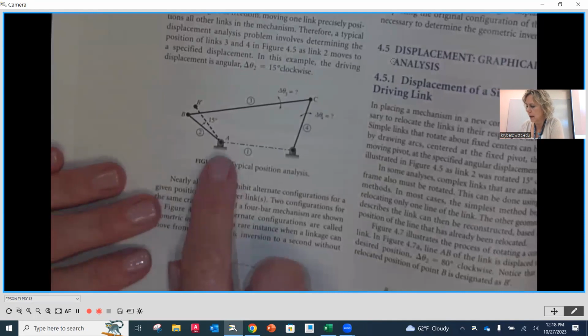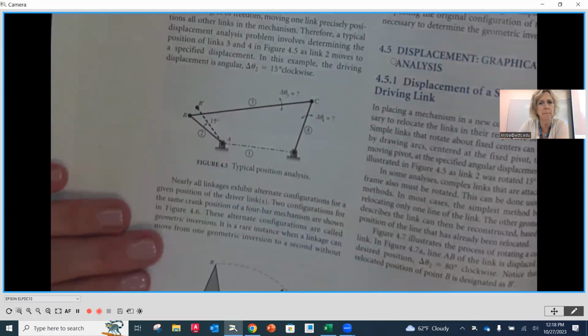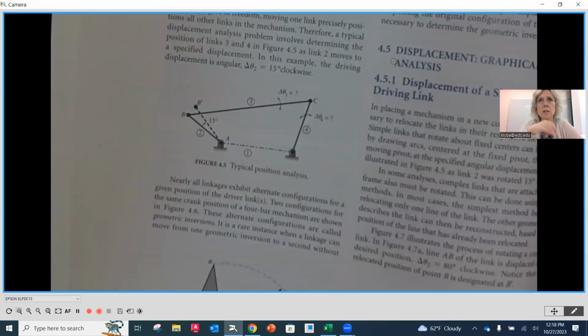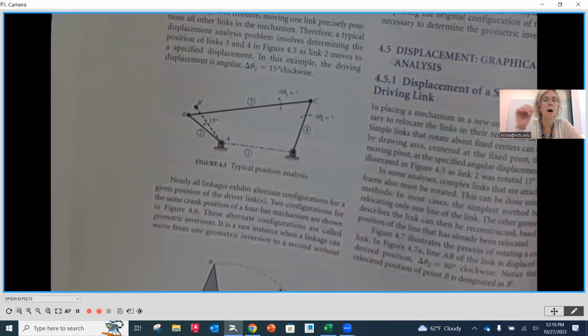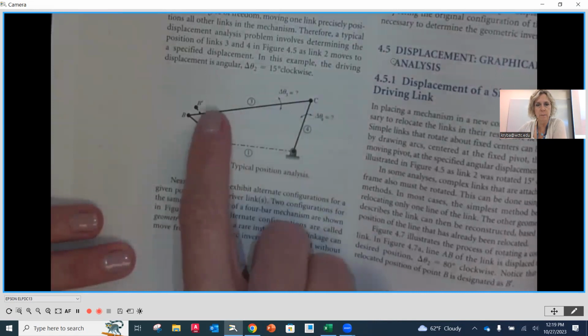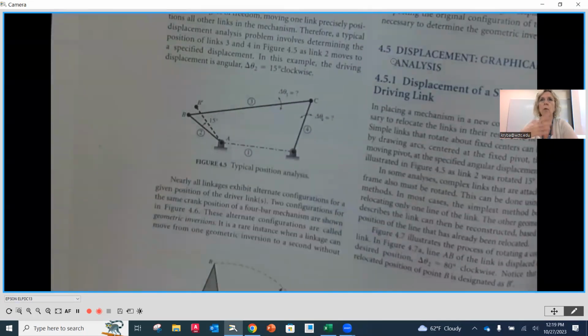Here you'll notice that number one is our frame, and it's actually connected in two different places to that frame. Number two, I'm going to assume is our crank, just because of the lettering, but also many times that crank is going to be a shorter link than the other links in our mechanism. Then we have this connector from B to C. This is going to be link number 3, and link number 4 would be the output.